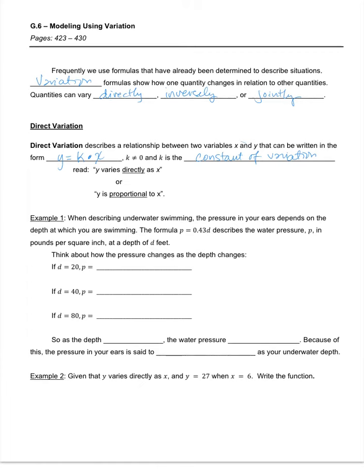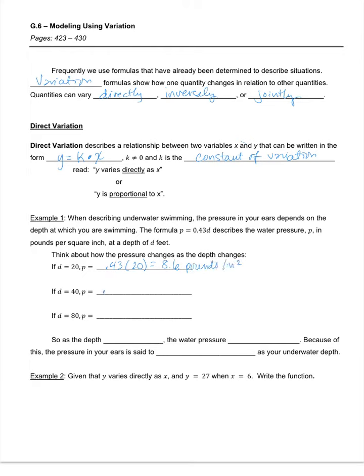So for example, when describing underwater swimming, the pressure in your ears depends on the depth at which you are swimming. The formula P equals 0.43 d describes the water pressure P in pounds per square inch at a depth of d feet. So let's think about how the pressure changes as the depth d changes. If d is equal to 20, then P would equal 0.43 times that value d, which would be 8.6 pounds per inches squared.